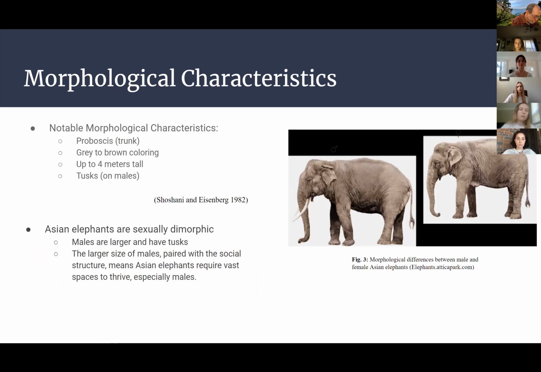All right, so the morphological characteristics. Asian elephants' morphological characteristics are fairly impressive. The sheer size alone of Asian elephants makes them the largest land mammal in Asia. They can stand up to 4 meters tall, which is 13 feet. And their skin is characteristically gray to brown, but this can vary by subspecies.